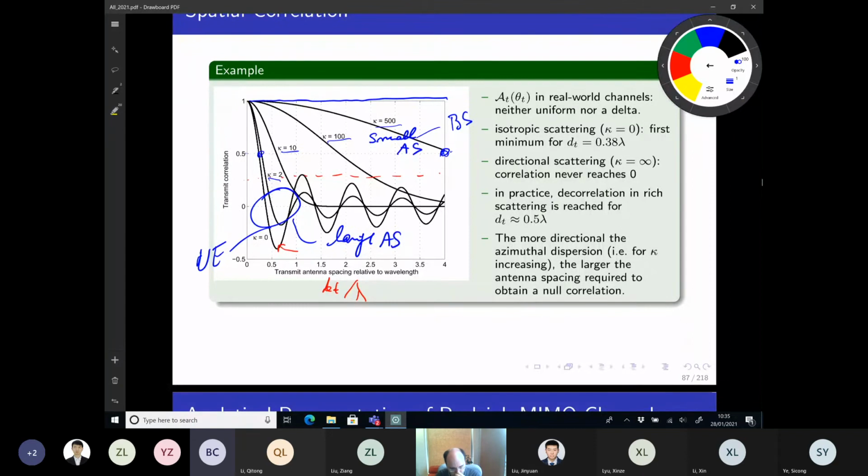Right, so the key is if you have small angle spread, you need to have large spacing between the antennas to achieve a certain correlation coefficient. And inversely, essentially.